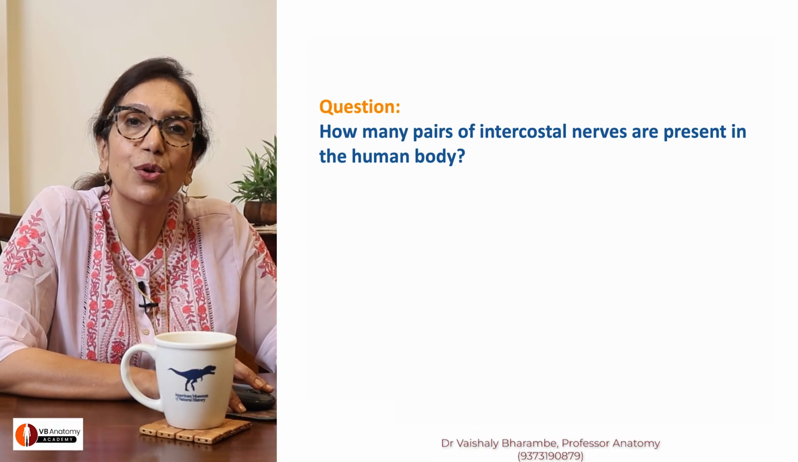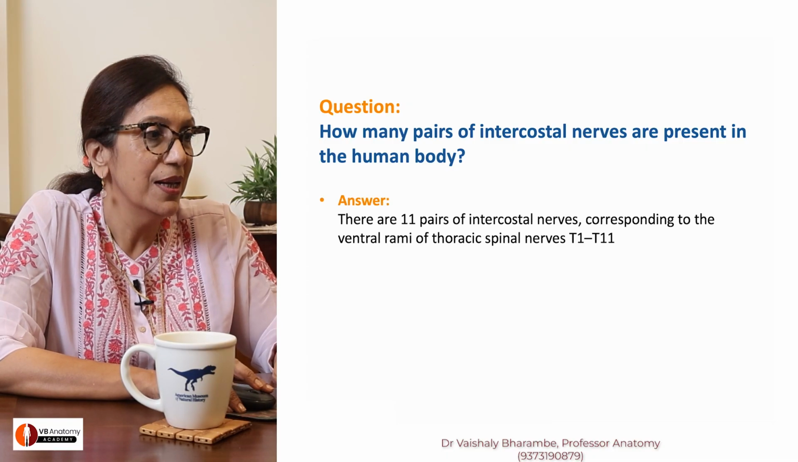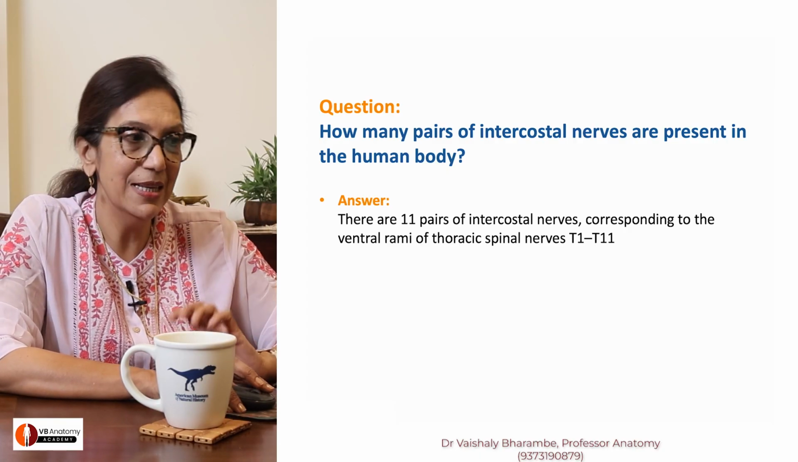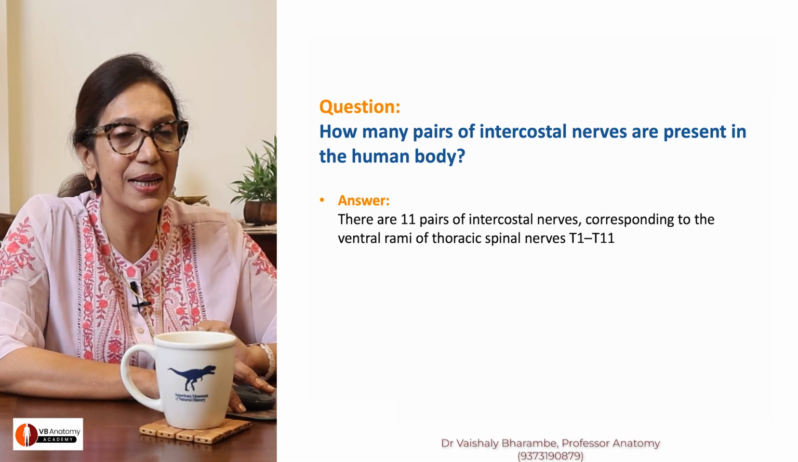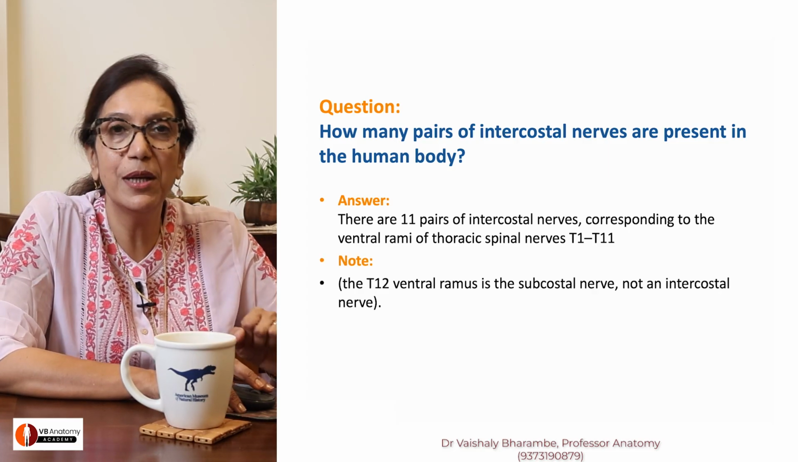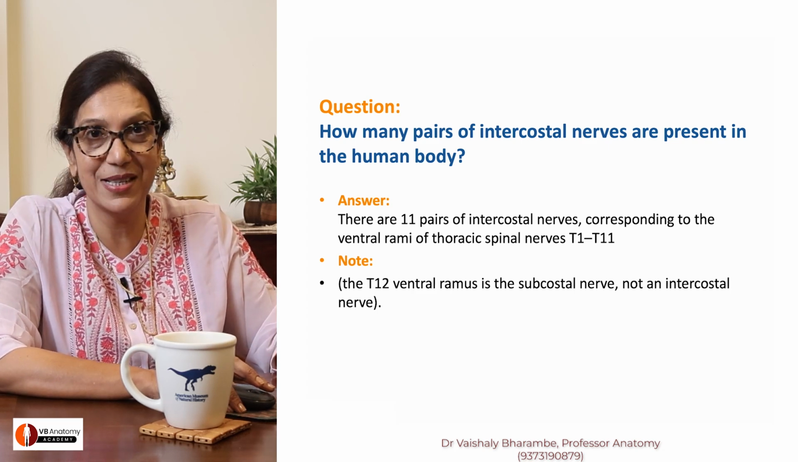How many pairs of intercostal nerves are there present in the human body? There are 11 pairs of intercostal nerves for the 11 intercostal spaces from T1 to T11. T12 actually supplies abdominal wall and therefore we do not call it an intercostal nerve. We call it a subcostal nerve.